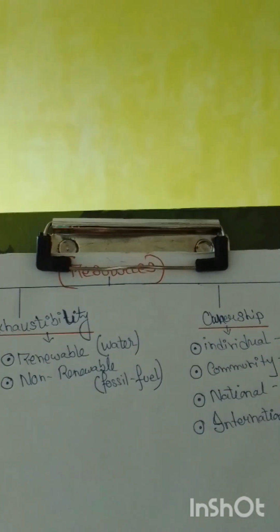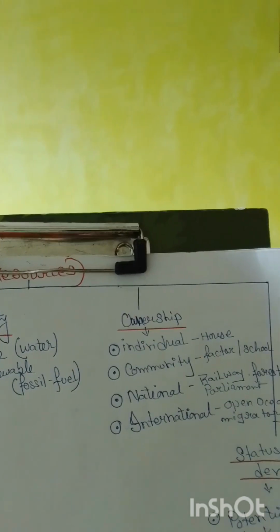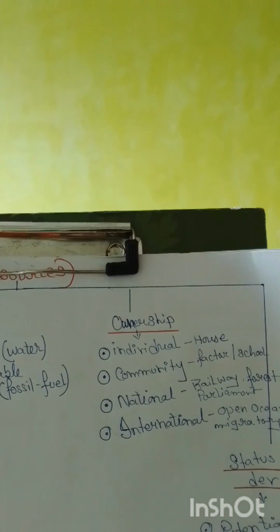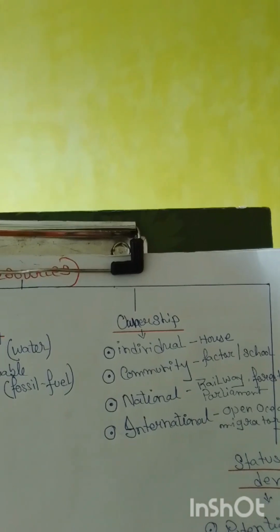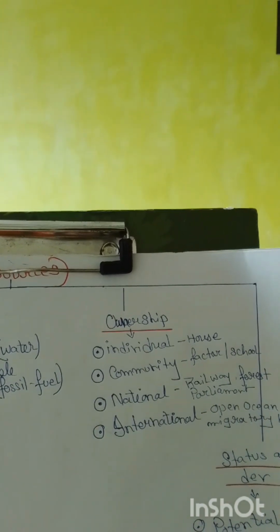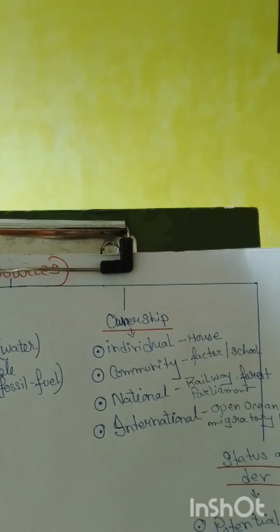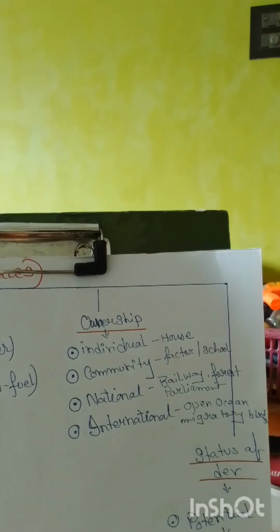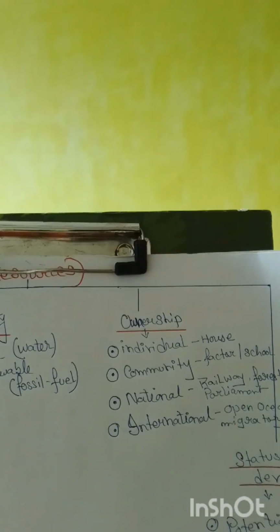On the basis of ownership, it can be individual, for example a house; community, for example a factory or school; national resource, the examples being railway, forest or parliament; and international resource, that is the open oceans, migratory birds, etc.